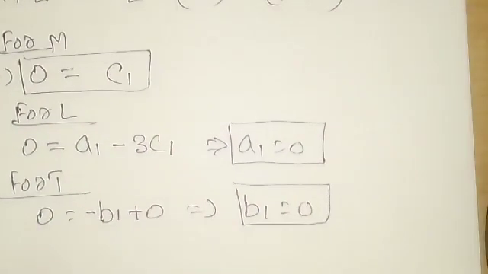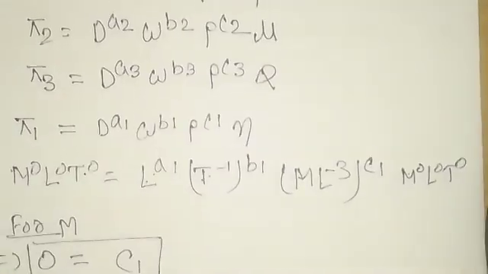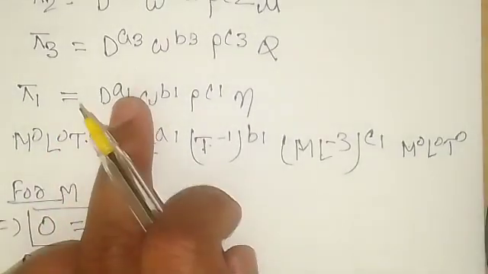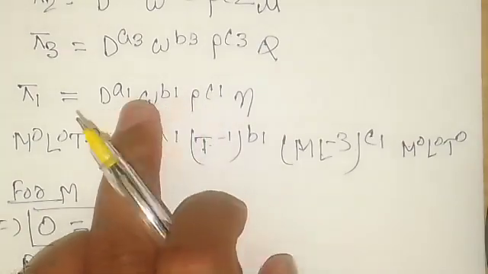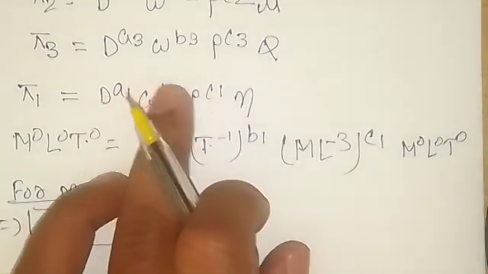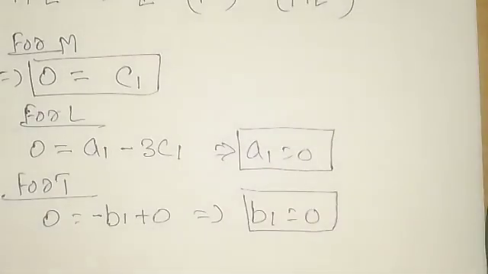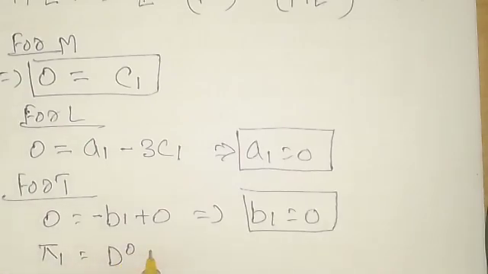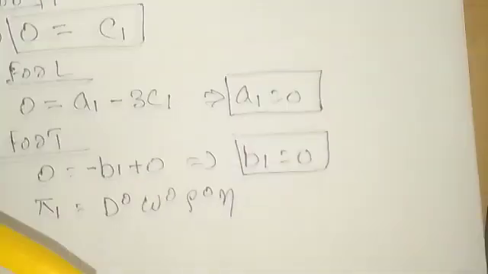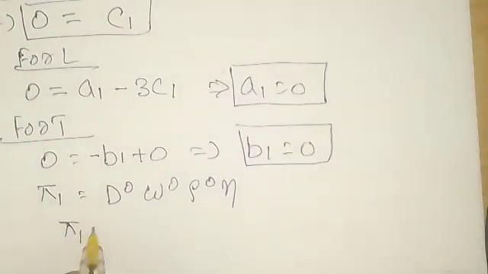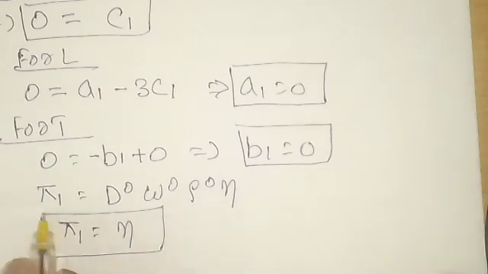Now we can find out pi 1 here itself, right? What is pi 1 actually? Pi 1 is nothing but d to the power a1, omega b1, rho c1. So a1 is 0, b1 is 0, c1 is 0, and something to the power 0 is 1, right? So pi 1 is equal to d to the power of 0, omega to the power of 0, and rho to the power of 0, into eta. Each to the power of 0 is 1, that means pi 1 is equal to eta. So we found the pi 1 term. Similarly we'll go for the pi 2 term.